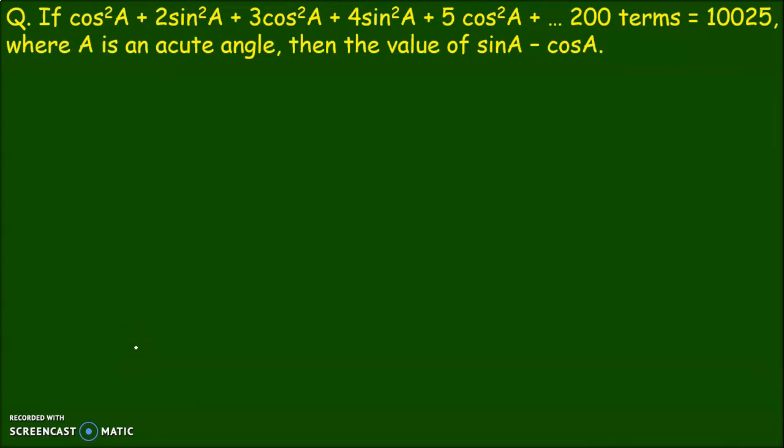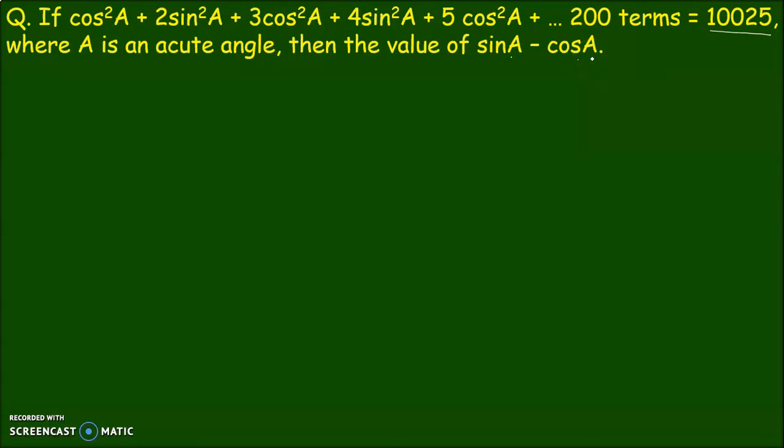Today's challenger question is from trigonometry. The addition of cos square A plus 2 sin square A plus 3 cos square A plus 4 sin square A plus 5 cos square A goes up to 200 terms. The addition of all these terms is given as 10,025, where A is the acute angle between 0 and 90 degrees. Then find out the value of sin A minus cos A.